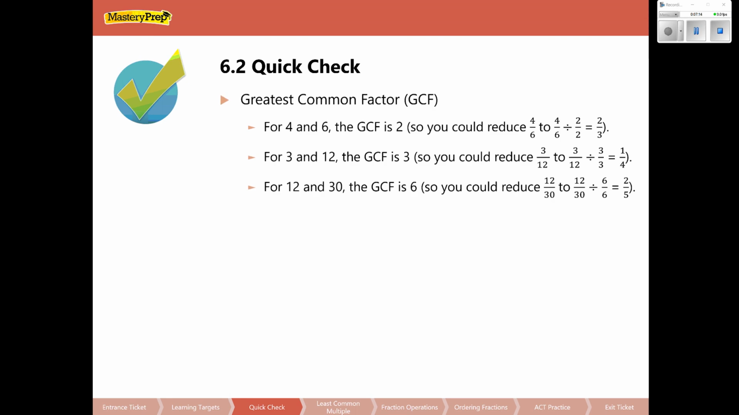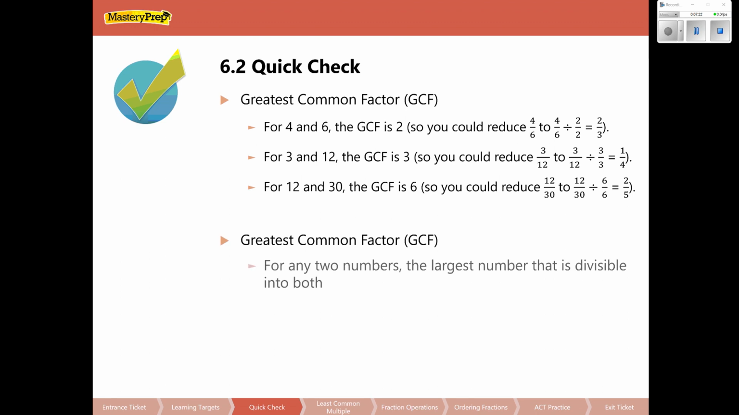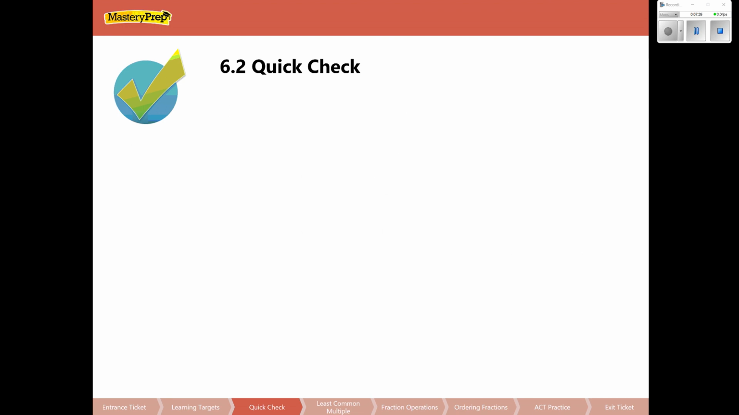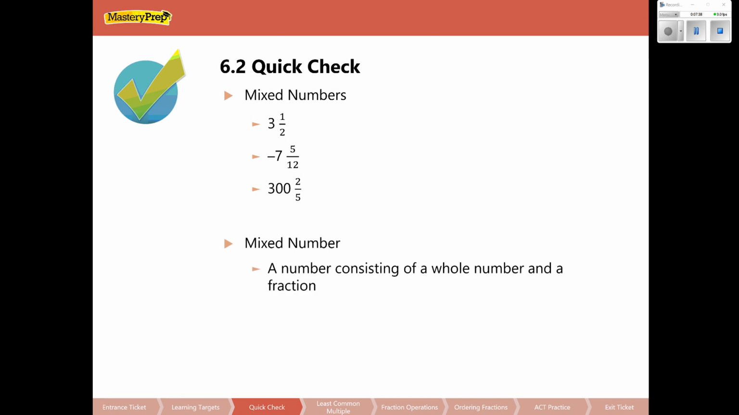Greatest common factor, the biggest number that will go into both terms, or go into all the terms, and make them reduce. For any two numbers, the largest number that is divisible into both. Mixed numbers, because we have a whole number and a fraction. So 3.5, negative 7 and 5/12, 3 and 2/5. A mixed number is a number consisting of a whole number and a fraction. We've done all these so far, yes?